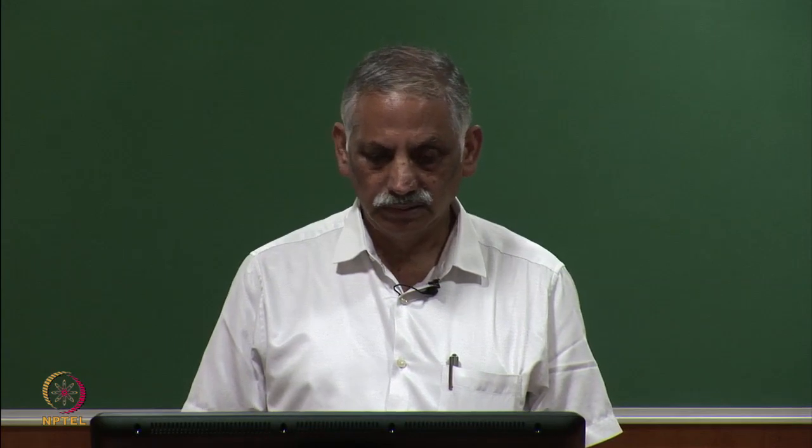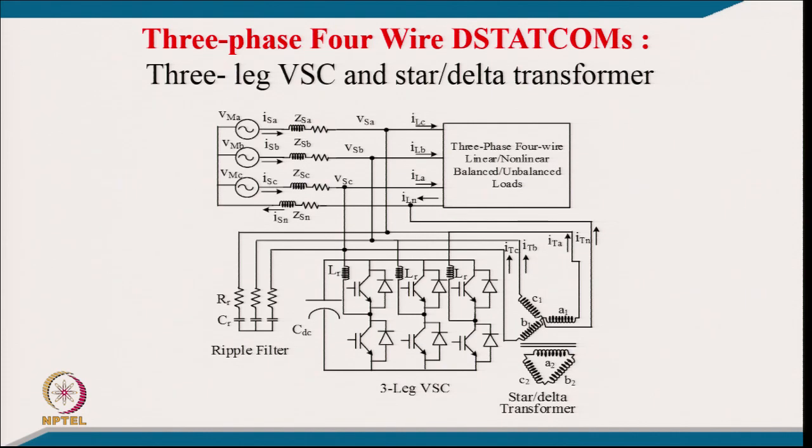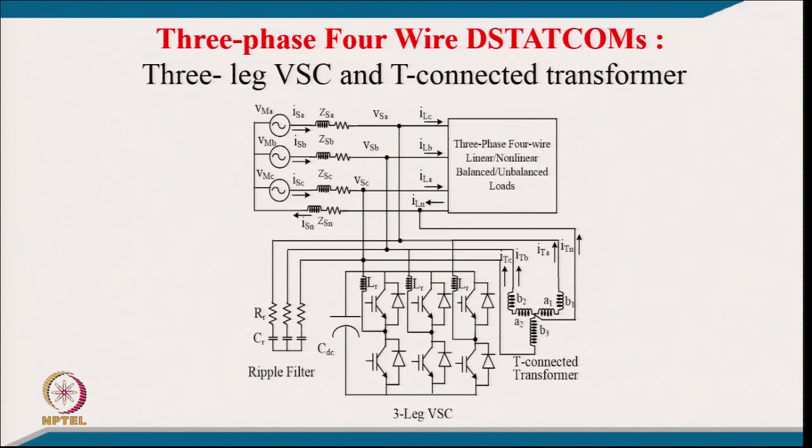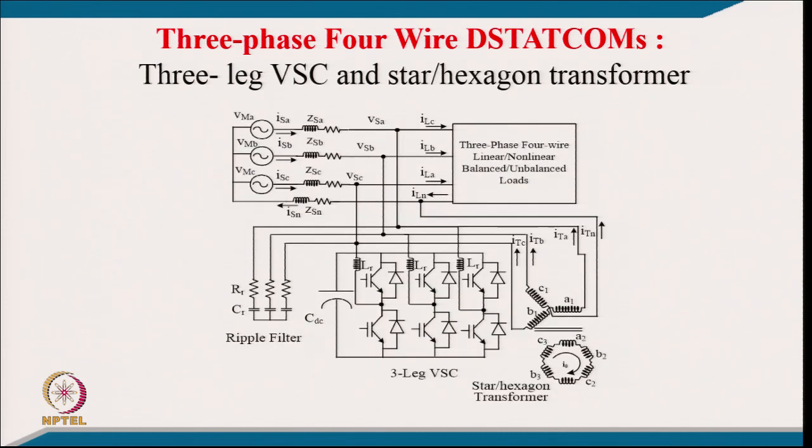For neutral current compensation you can have a star connection and closed delta on the secondary side. But of course, the disadvantage compared to zigzag is that you have losses on the star side as well as in the delta loop, where your zero sequence current or neutral current will be flowing. Or, in place of the zigzag connection for neutral current compensation, you can have a T connected transformer. That also can serve the purpose. Or you can have a star connection with the hexagon for a closed path.